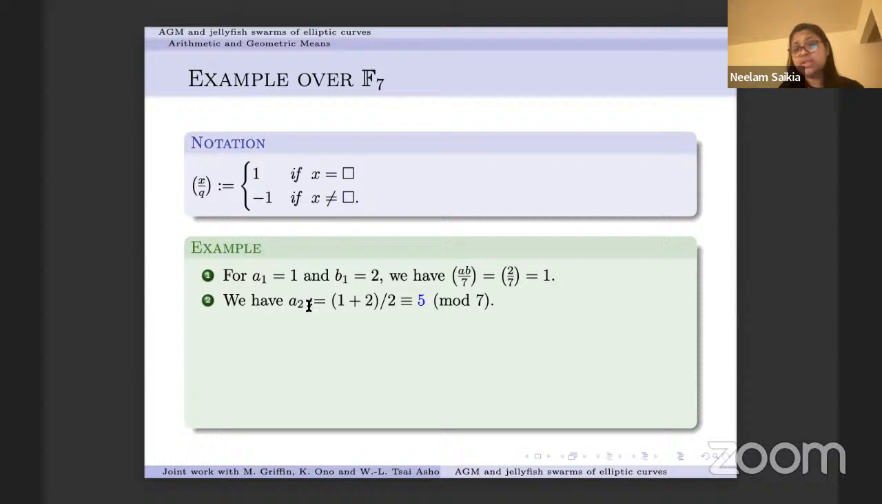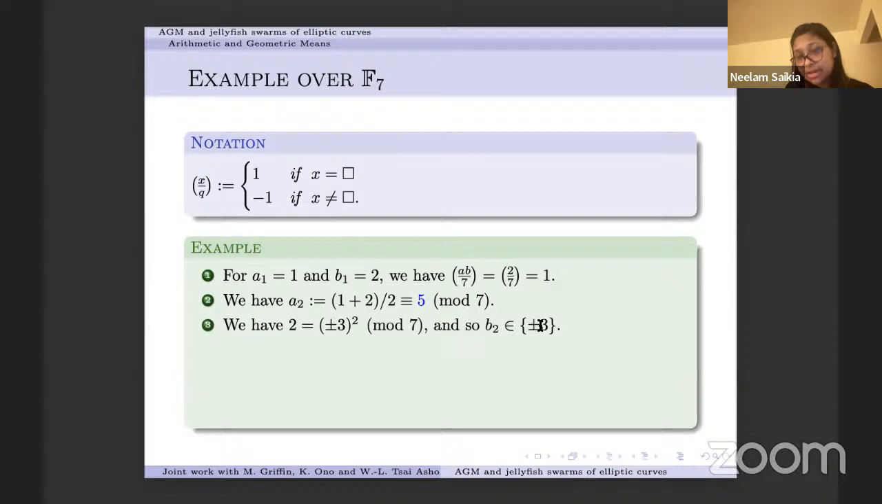Therefore, we can choose a_2 as the arithmetic mean of 1 and 2, which is 3 over 2. And then the inverse of 2 mod 7 is 4. So if you multiply 4 with 3, we get 5 modulo 7. And then, as we know, when we compute the square root of 1 times 2, which is 2, and 2 is a square in F_7, the square root of 2 is either plus 3 or minus 3. So therefore b_2 belongs to this set: it is either 3 or minus 3.